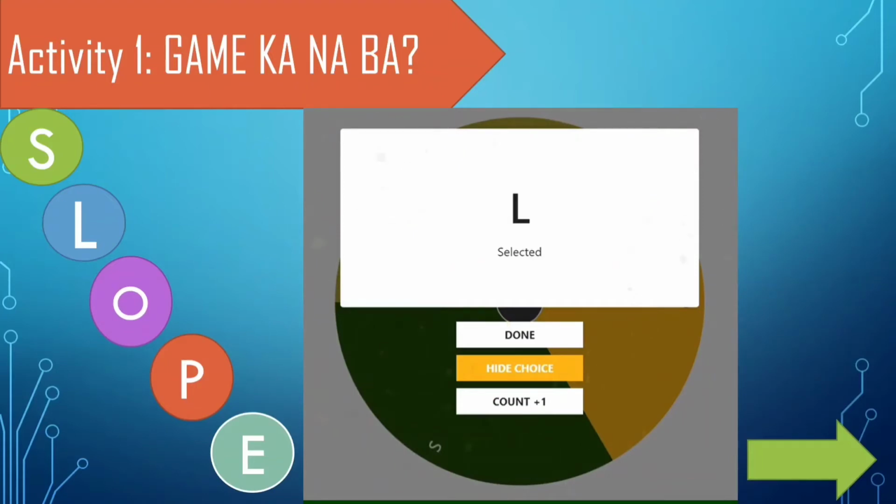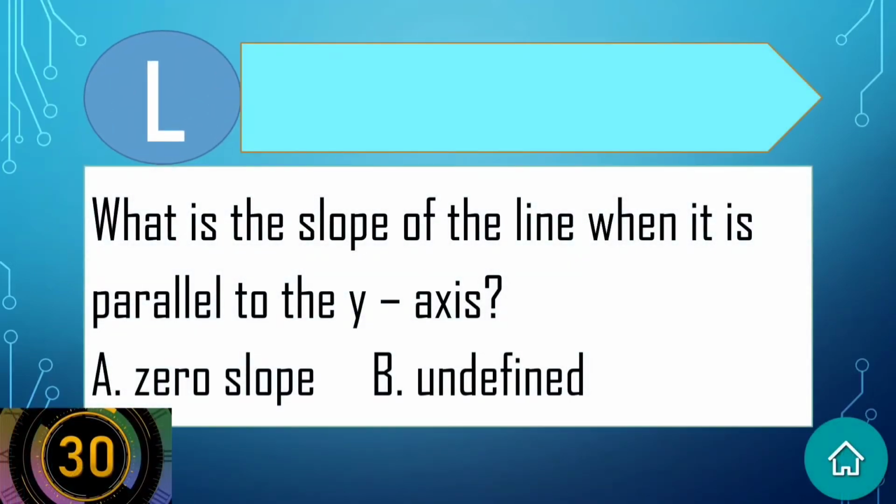Okay, so it's letter L. So let's see the question under letter L. Okay, so let's click and then see the question. What is the slope of the line when it is parallel to the y-axis? Is it A, 0 slope, or B, undefined? Okay, so what is your guess? So your timer starts now.